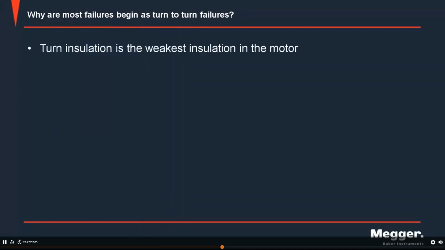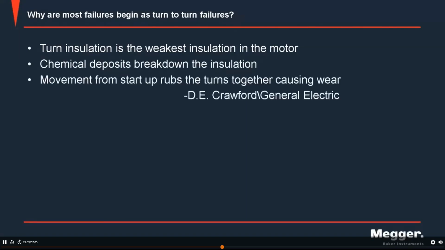So motors, as I mentioned earlier, begin as turn-to-turn faults, right? 67% we had in that one pie chart. The turn insulation is the weakest in the motor, as we saw on the breakdown curve, around the 8,000 volt level versus the 25,000 volts to ground. As chemicals act on the insulation, it's going to break down that turn-to-turn insulation. We'll show you this video from the GE study from Crawford that shows you that movement that causes that turn-to-turn insulation to wear out over time.